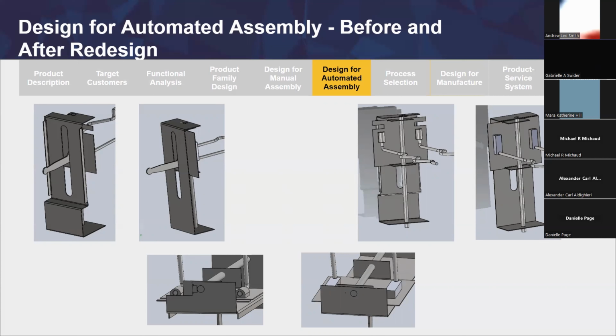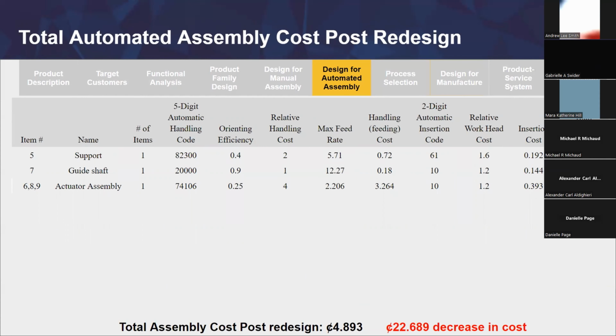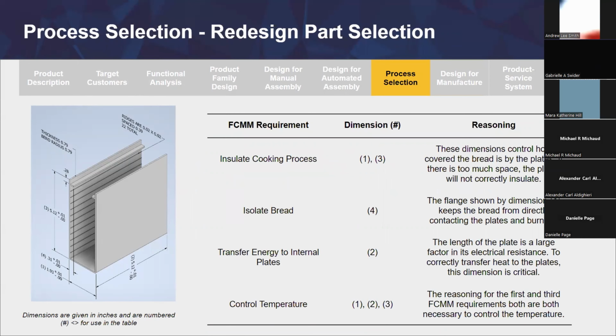And on the bottom, on the left, you can see there was a corner cut out in the support, and on the right you can see that we filled that in. As you can see in this table, after redesign, our cost is 4 cents, which is a total decrease of 22.6 cents. Here's a dimension model of the internal heated plate design after DFA.